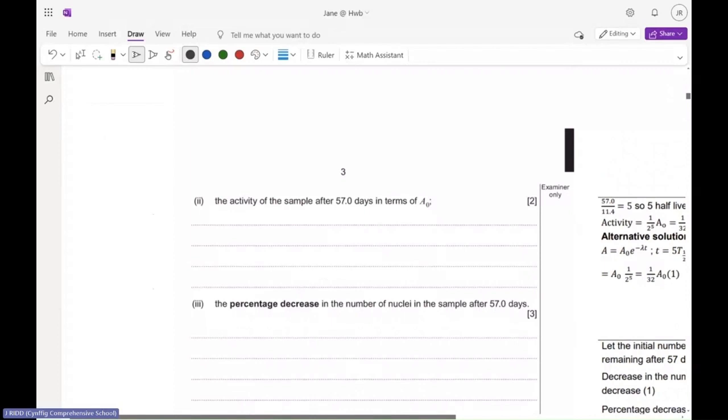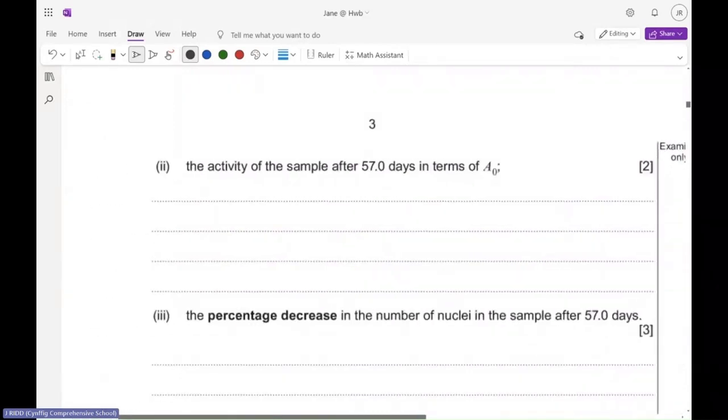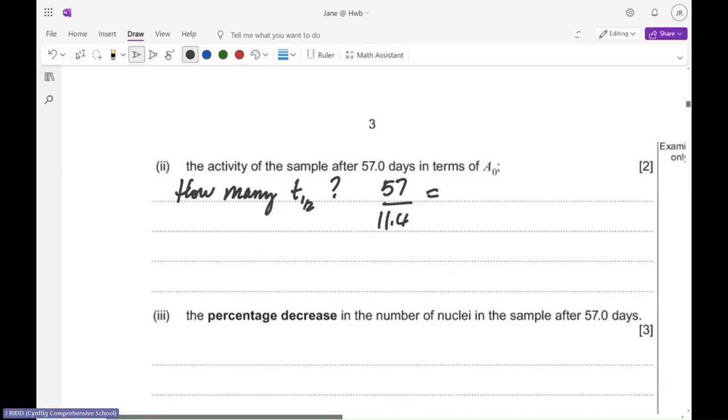Next, what is the activity of the sample after 57 days? So a good way of doing this is to consider how many half-lives. How many T half? To work that out, we're going to need 57. We're going to divide that by the half-life, which is 11.4. And conveniently, that comes out as a nice round number of 5. So we've gone through 5 half-lives.